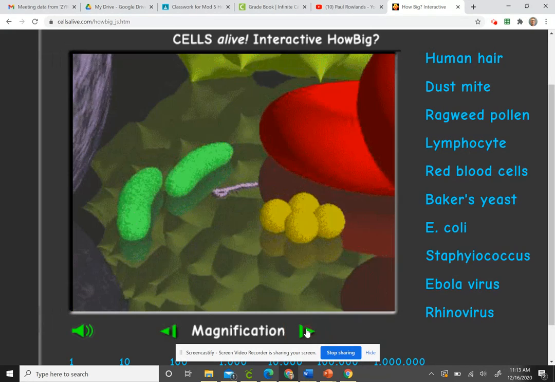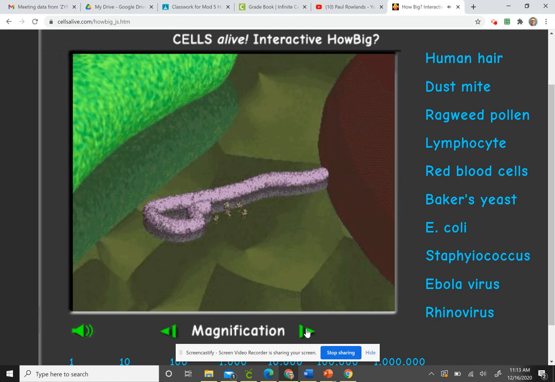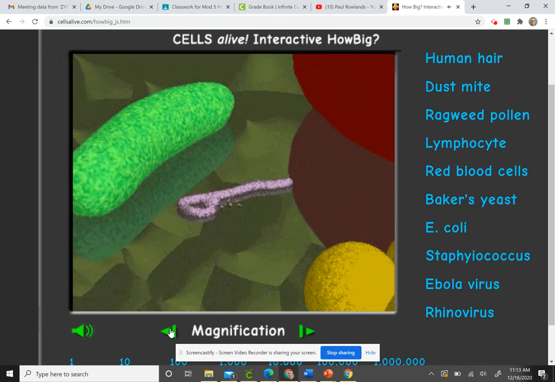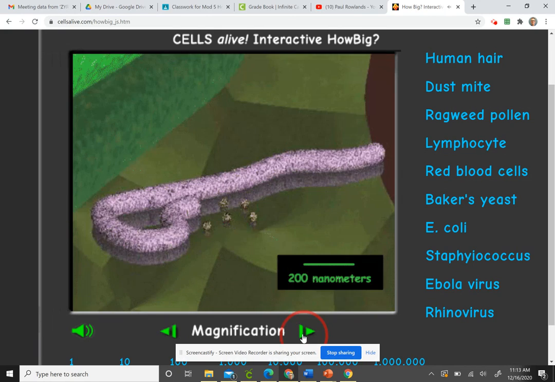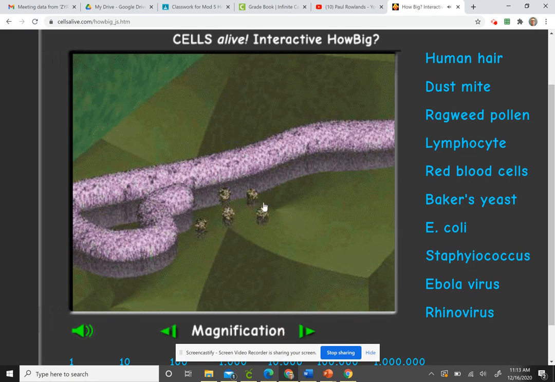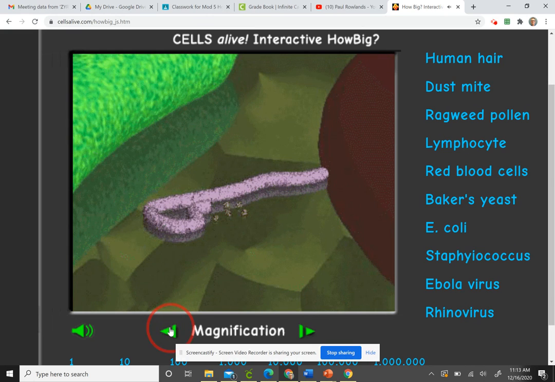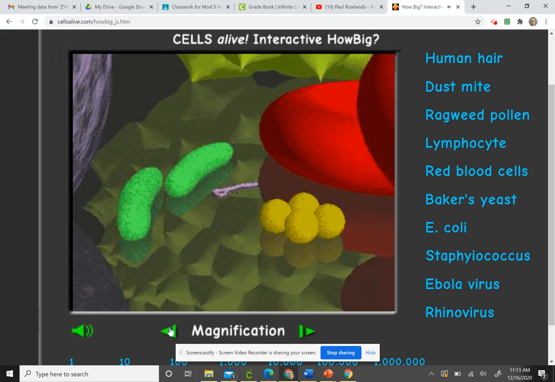And then in the middle, we have some viruses. Viruses are smaller than cells. Viruses are not cells. This one that looks like a hairpin, that is the Ebola virus. And these are different types of rhinovirus. They can cause the common cold. So viruses are not cells. We're not talking about those, but they are smaller than cells.